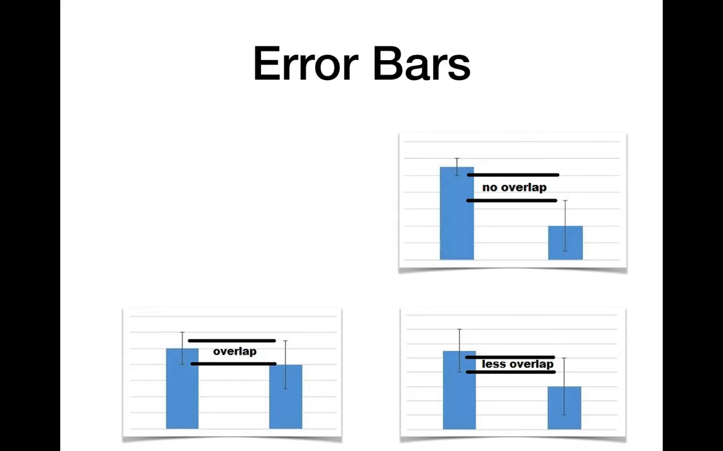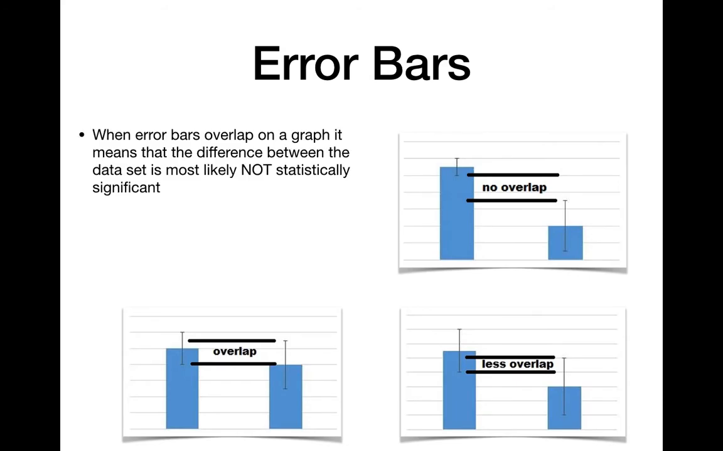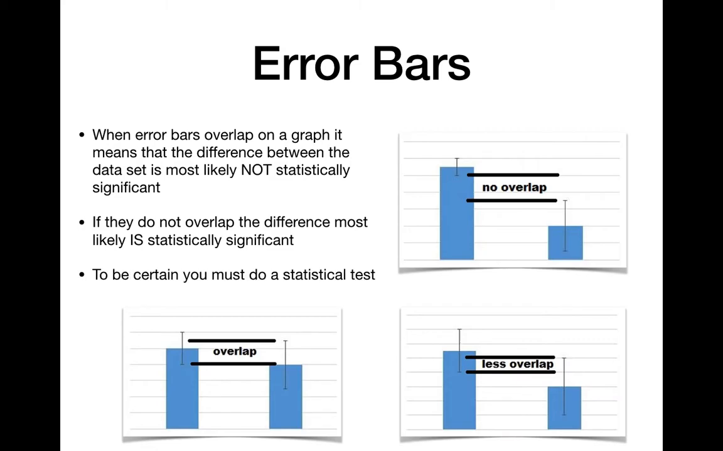Okay, so if you look here, when the error bars overlap on a graph, it means that the difference is not statistically significant. If there's an overlap, that means there's overlap between the means of the two of them. So the difference here is probably not significant. And here it's probably somewhat significant, but maybe closer to not than this one. And here it would be significant. Okay, but to be sure, we have to actually do a statistical test. We can't just say that.